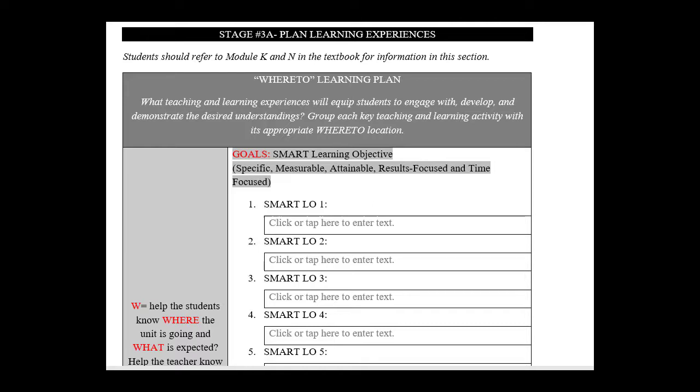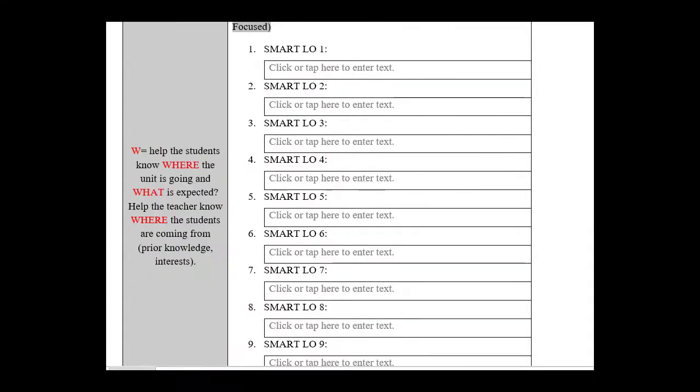We're going to start with the W, and this is going to help the students know where the unit's going. It's going to help them know what is expected, and it's going to help us as instructors know where the students are coming from, what prior knowledge they may have, and what preconceived notions they may have about the topic that you're teaching, or maybe who has an interest and is really fascinated by this topic that you're about to cover.